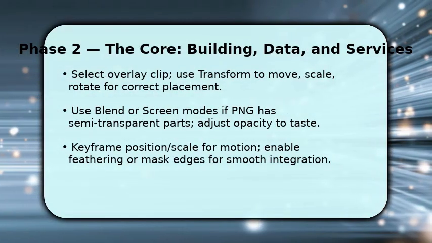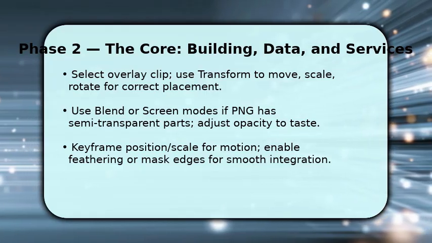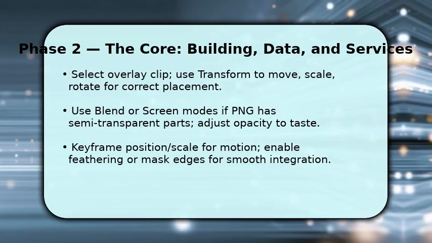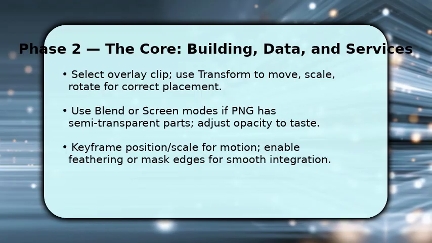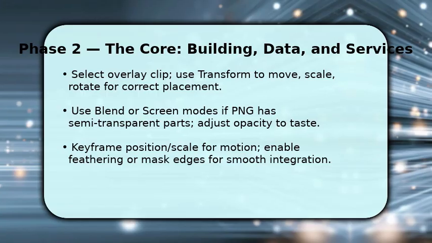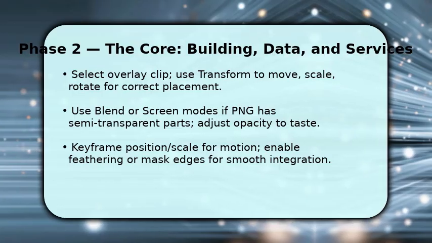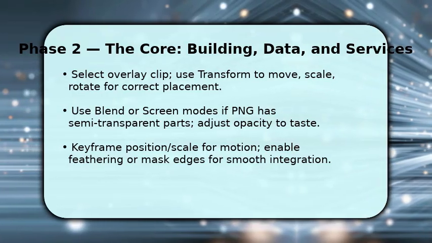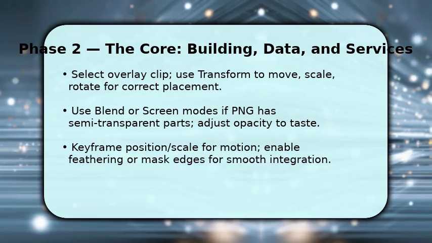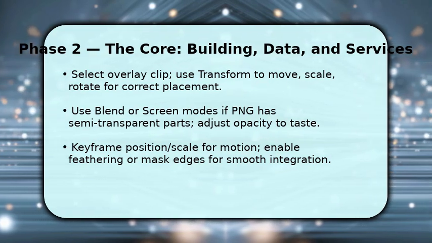Now you shape the overlay to match the scene. Select the PNG overlay, use transform controls to position and scale it, and rotate if needed. Because PNGs can include semi-transparent pixels, use blend modes or the opacity slider to make it look natural. Screen, add, or normal with reduced opacity work differently. Experiment to see why. If the image or subject moves, add keyframes for position and scale so the overlay follows.